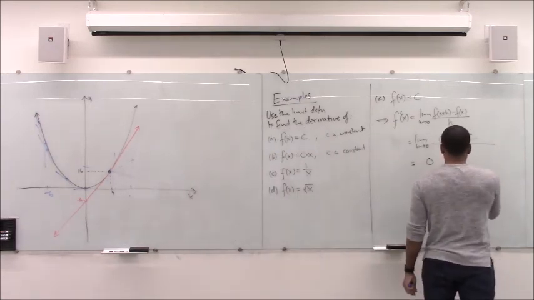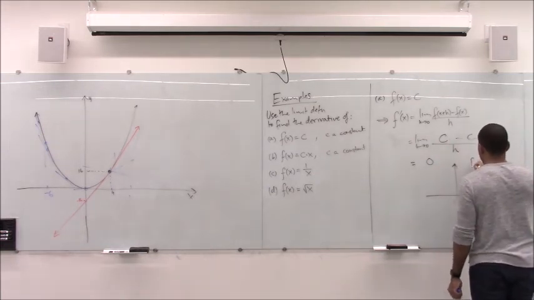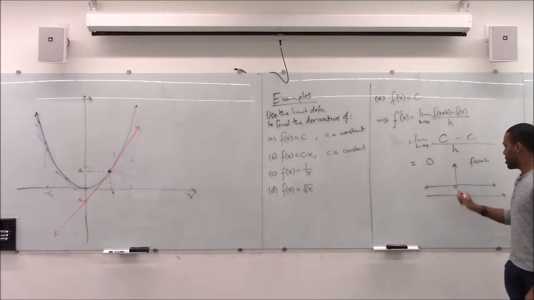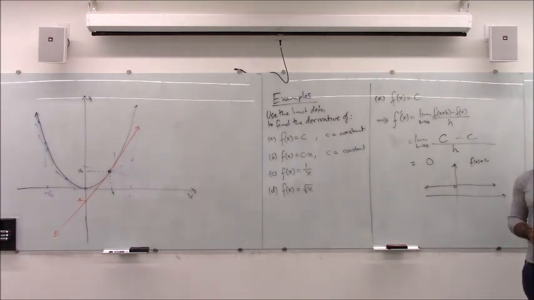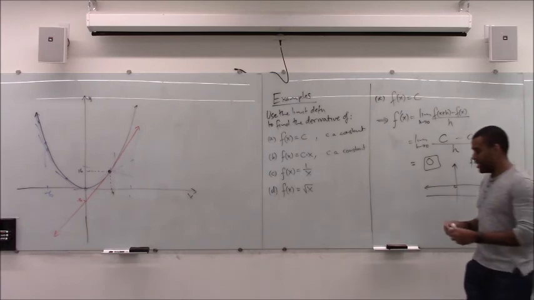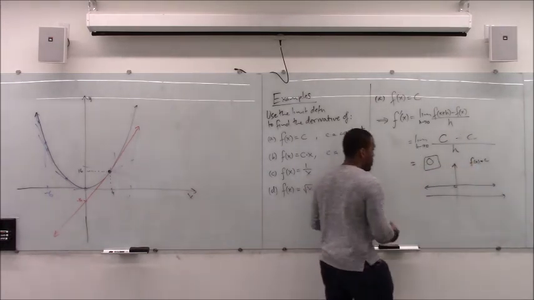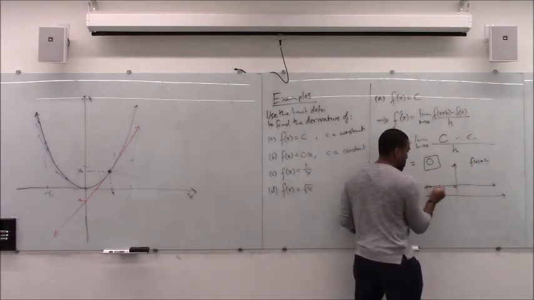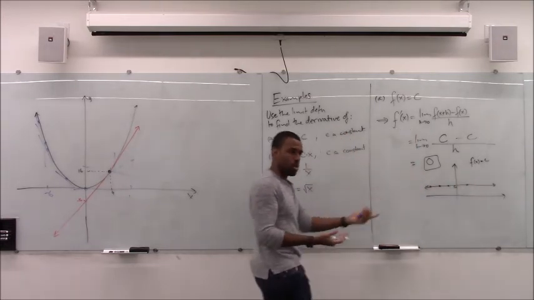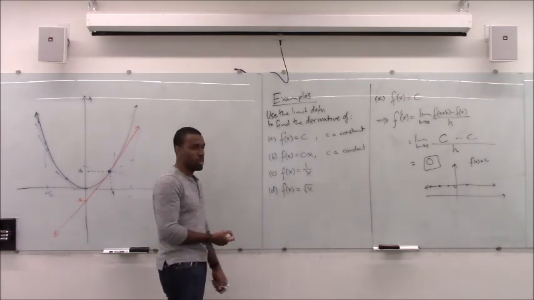Well, what would f of x equals c look like? It's just a horizontal line, right? Passing through c. What is the slope of a horizontal line? Slope of a horizontal line is 0. Now the value at any point, the y value, the output is going to be c. What is the slope of a horizontal line? It's 0. So our definition actually fits with what we know.